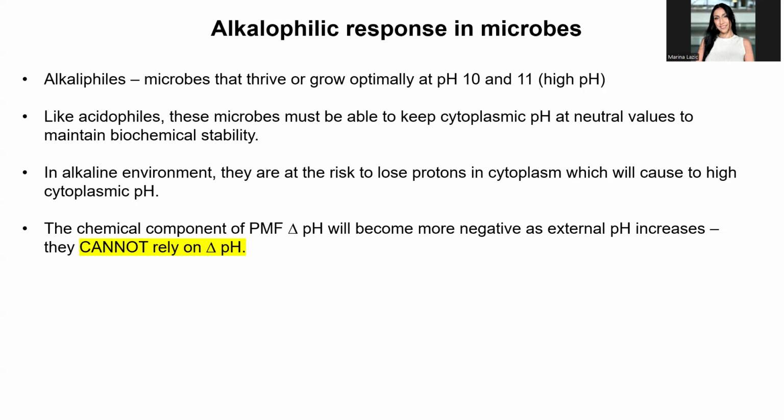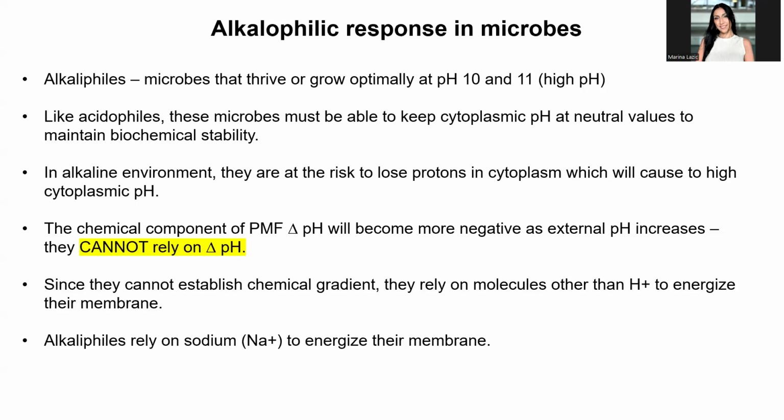Acidophiles actually rely exclusively on delta pH and maintain donnan potential. Alkaliphiles rely only on delta psi, which is the electrical component of proton motive force, in order to energize their membrane. Remember, they should not pump out protons. If they energized their membrane through generation of proton motive force by exporting hydrogen, that would be a very high risk for their internal cytoplasm. That's why they have sodium motive force. Their pumps rely on sodium motive force to energize the membrane.